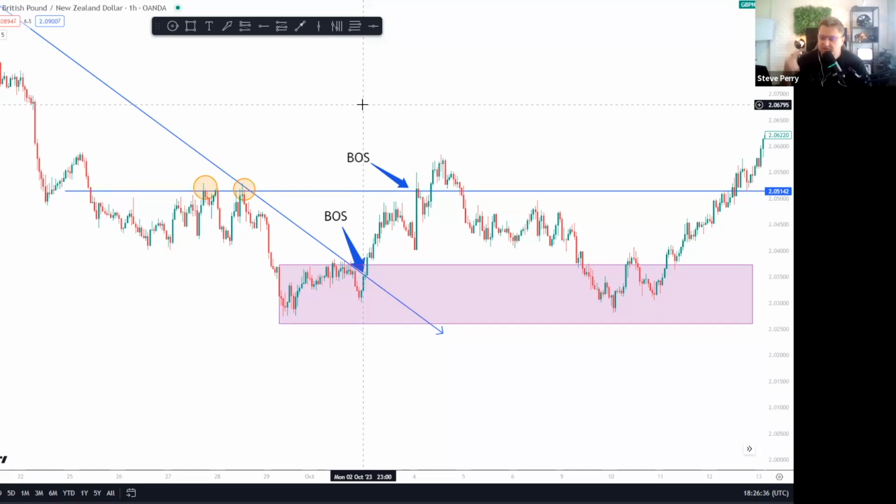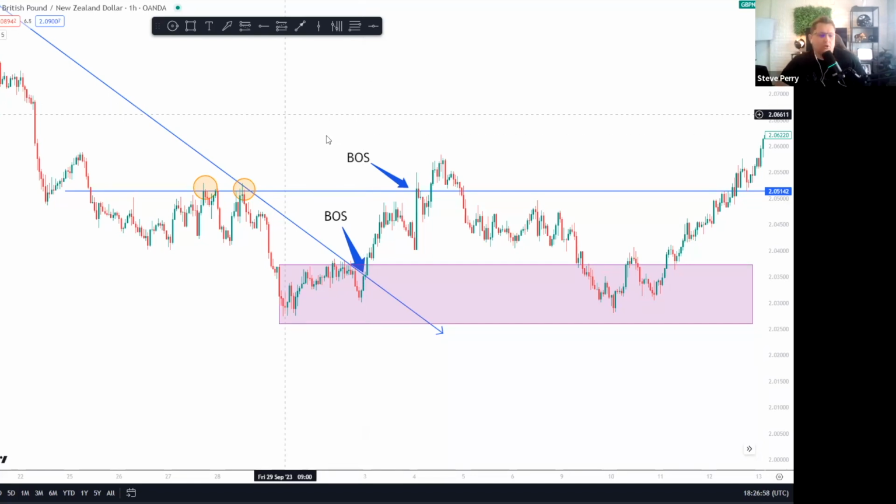So I use the scanner to filter the direction and which pairs I'm going to trade. That's a huge thing in itself. And then I trade stuff that has breaks of structure. And ideally, if you can get a trend line break and a horizontal break of structure, that's the best trade to be in.